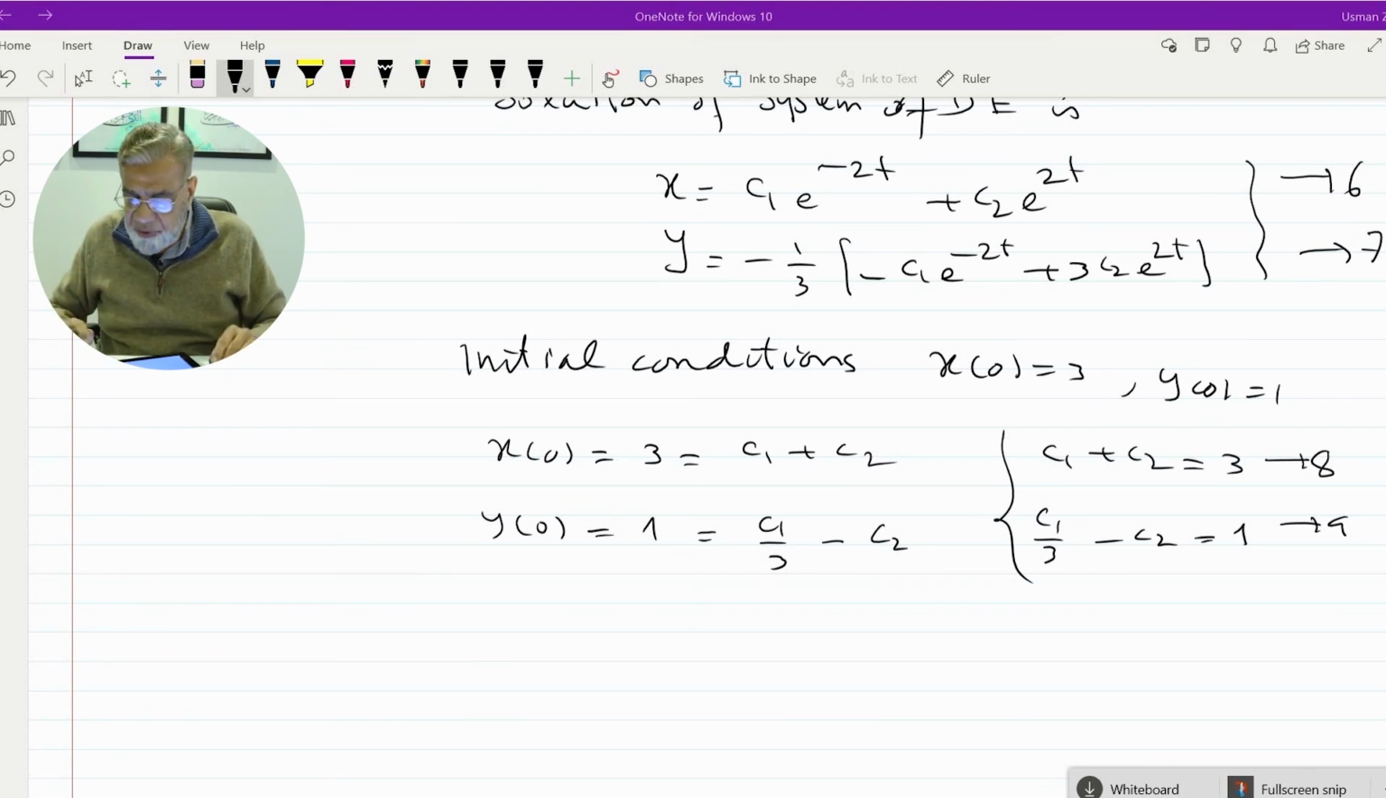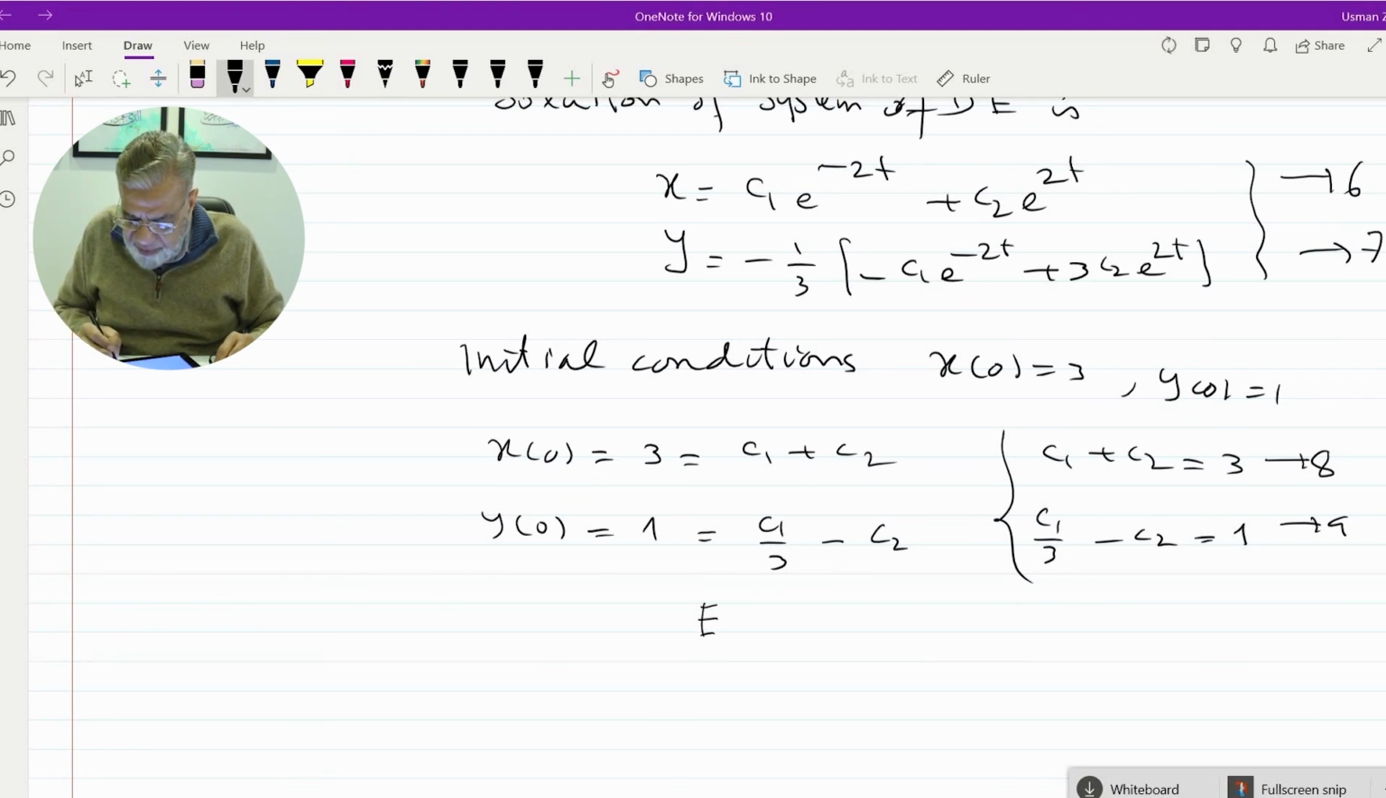So we take equation number 6. We take t equal to 0, x is equal to 3. We get c1 times e to the power 0, that is equal to 1, plus c2 e to the power 0, that is also equal to 1. So we get the equation c1 plus c2 equal to 3. Then the second equation, y at 0 is equal to 1, and we take t equal to 0, we get minus minus plus, we get c1 upon 3, then 3 is cancelled with 3, giving a minus sign for c2. So we get equation 8 and equation 9.